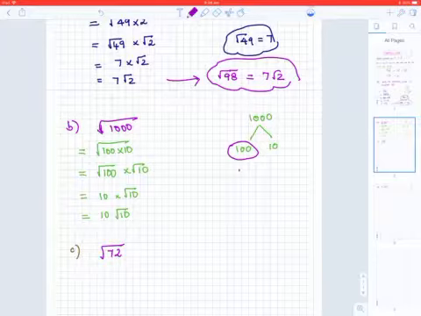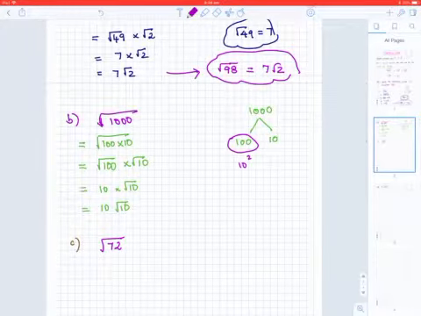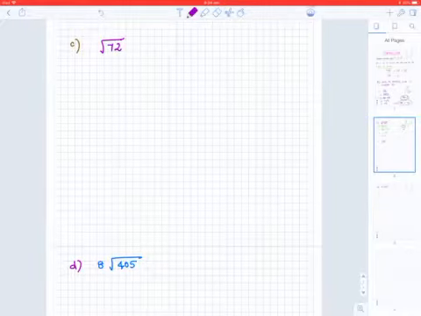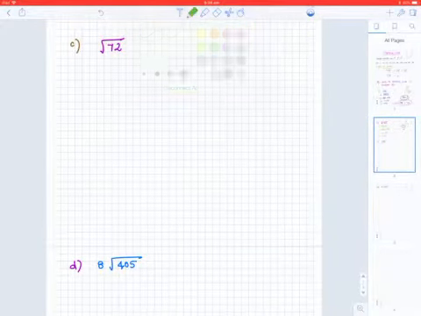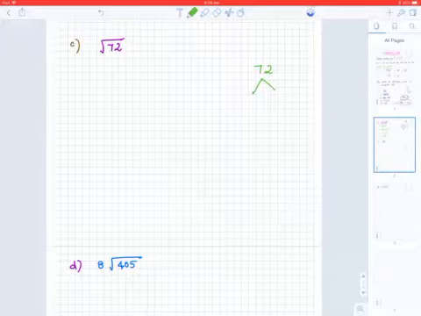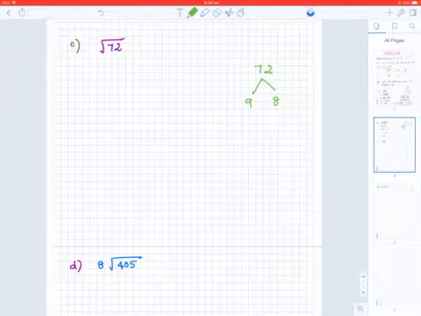So this 100 is a square number, which is 10 squared. Okay. Now we do another question. Now we have square root of 72. The usual rule is we write 72 as a product of two numbers. One of them is a square number.